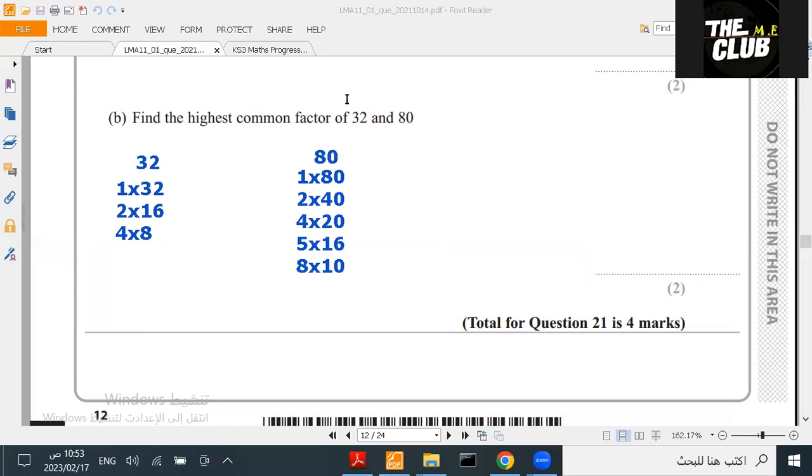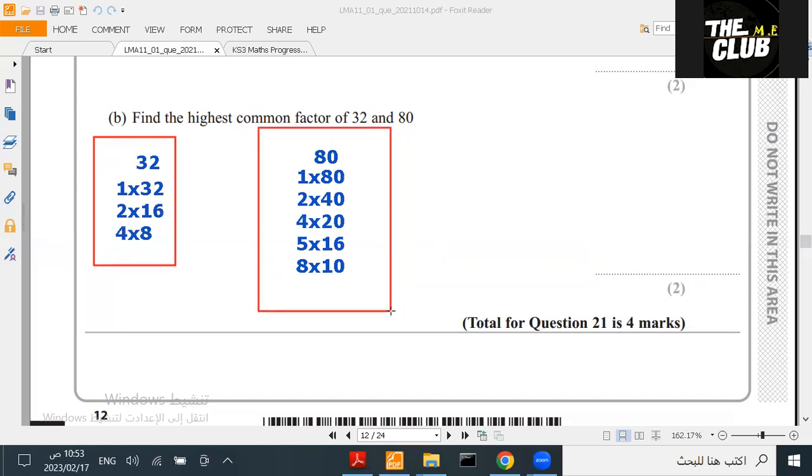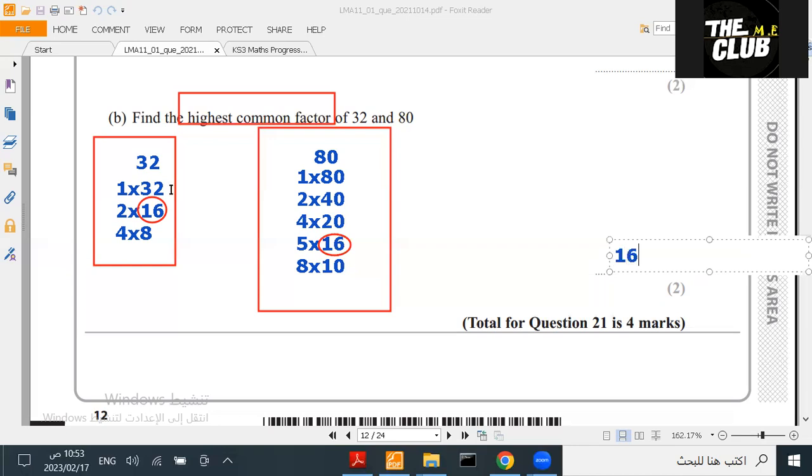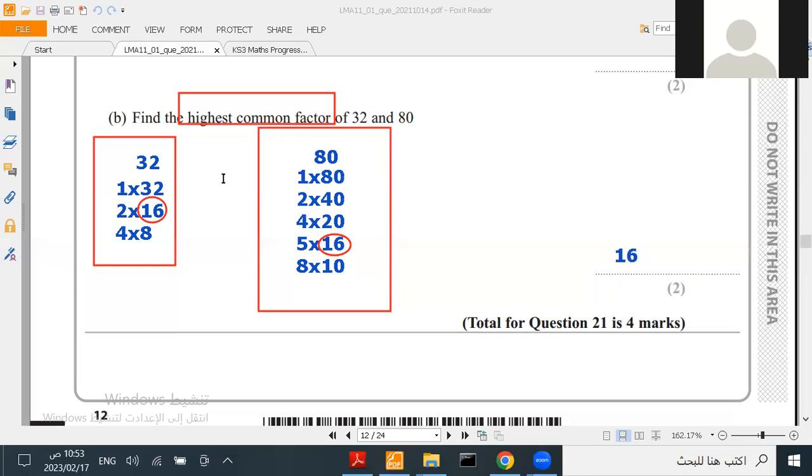Now you found the factors of 32, and the factors of 80. They need the highest common factor, meaning the highest one that is shared between them. Which one can you see here and here, and it's the highest? We can say it's 16 here and 16 here. Because I just did all of them, and this is the highest one. So the answer is 16. That's the answer. The highest common factor is 16.